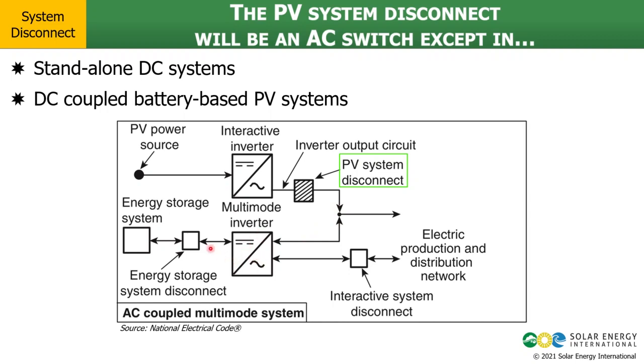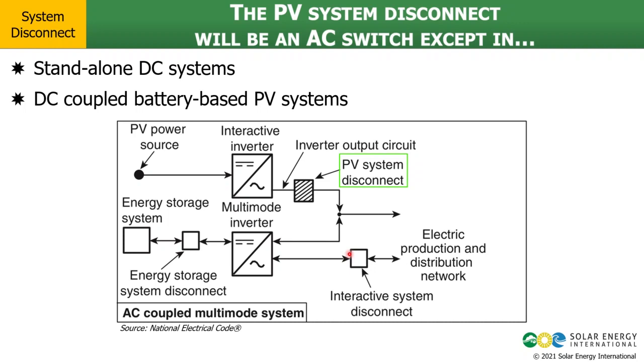Multi-mode inverter, the energy storage system, your batteries, these are not part of the PV system. The PV system disconnect here on the inverter output circuit for the grid direct inverter, that delineates where the PV system starts and ends. So anything to the left of this PV system disconnect is part of the PV system covered under Article 690. Anything on the right of that, all this load center down here, the multi-mode inverter, the energy storage system, the point of interconnection for the interactive system, those are not part of the PV system. They would be covered by other articles in the National Electrical Code, not Article 690.